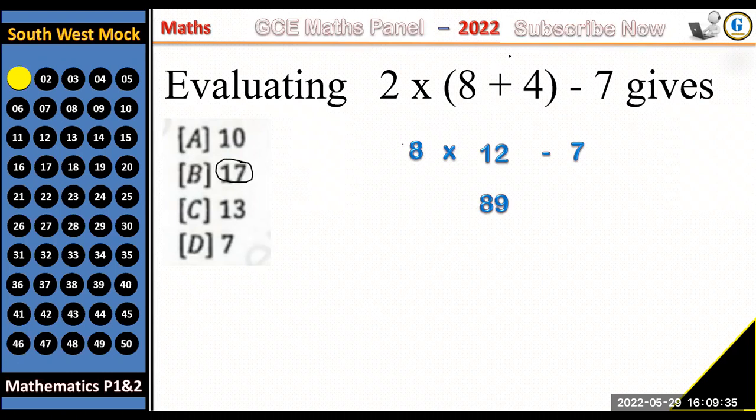So here we have 2 times 12, which is 24, minus 7, and that gives us 17. So our key here is B. The next question.